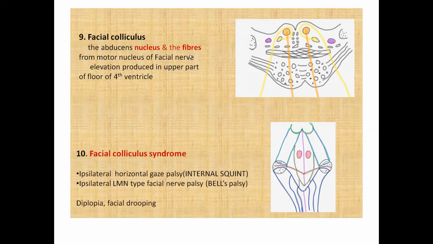Facial colliculus syndrome results due to damage to the abducent nerve nucleus or the facial nerve fibers winding around it. This will result in paralysis of lateral rectus, leading to internal squint. Damage to the facial nerve fibers will result in Bell's palsy, and the patient will complain of diplopia and facial drooping.